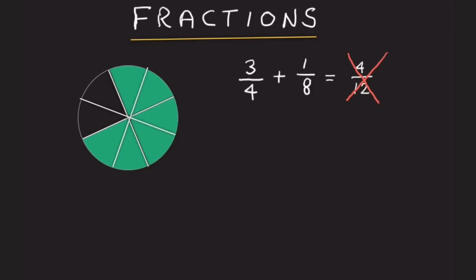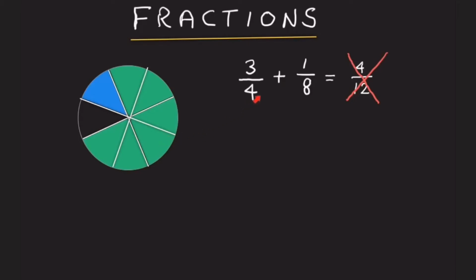So now you can see that there are 8 equal pieces in the circle. The 3/4 is still represented by the green part of the circle. And now we need to represent the 1/8. So I just need one of those 8 pieces. So I'm going to put that in a different colour. Okay, and there is my 1/8.